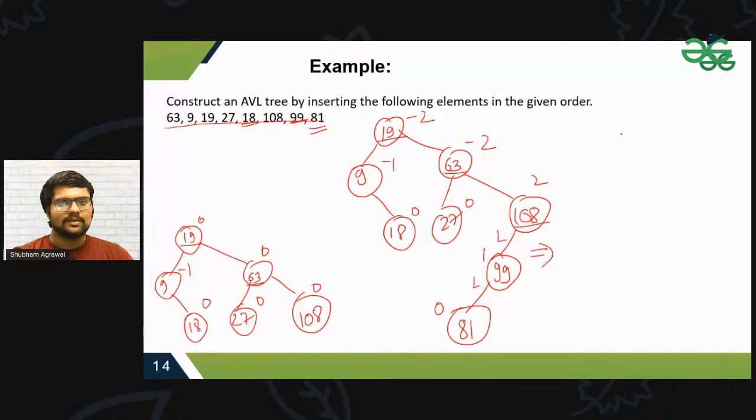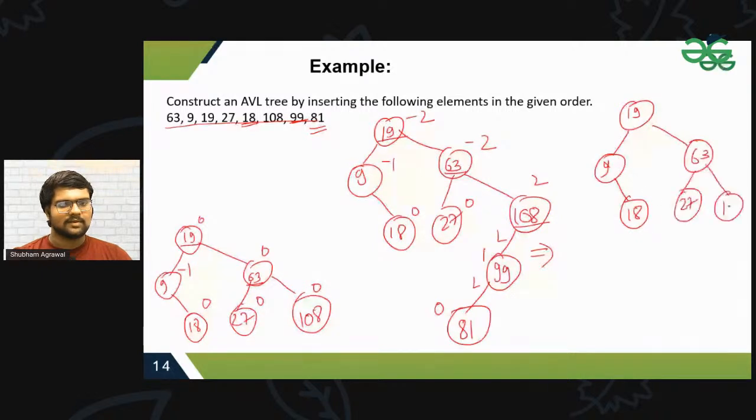So it will be 19, then we have 9, then 18 will be here, and after that 63 is there, 27 is as it is, and then we have 108 which was there, but after LL rotation it will be 99, and 108 will be in the right, and 81 will be in the left of 99.